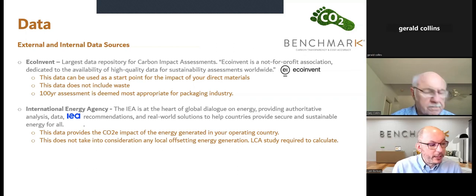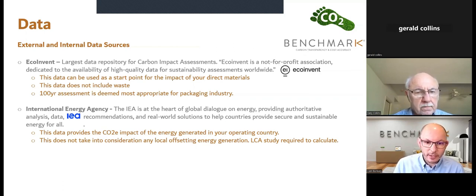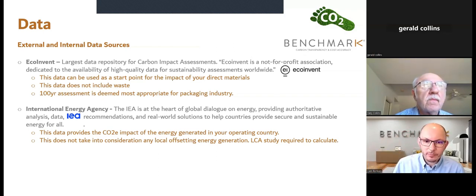The International Energy Agency is another great source of data, and most governments provide data to it. You can really get some great data from the IEA to do with how each country is generating their energy, and therefore, if you even want to look at state by state in the United States, what would be the carbon impact per kilowatt hour of energy used, for example. That data would all be stored there.